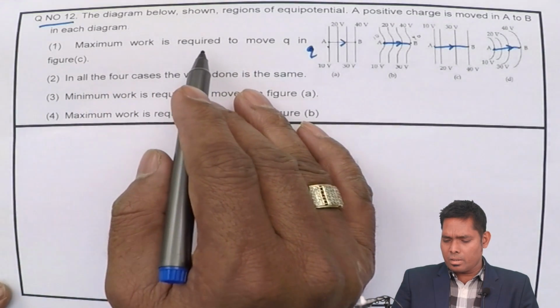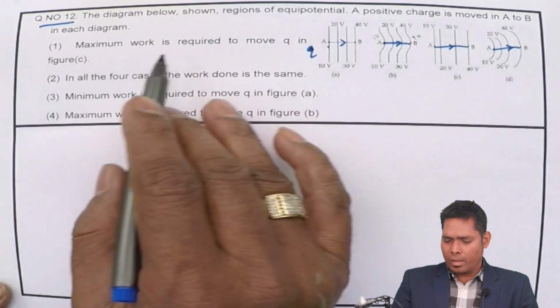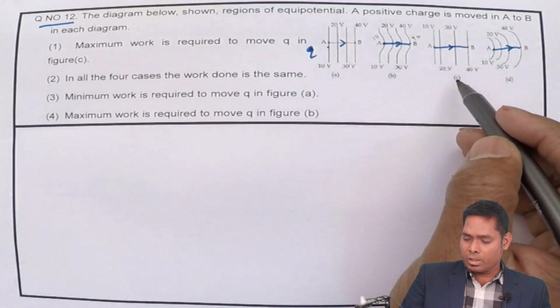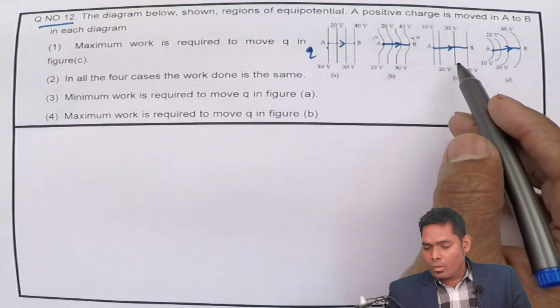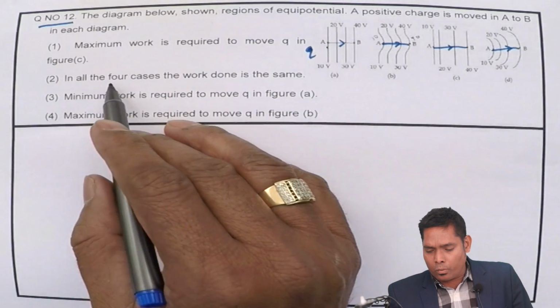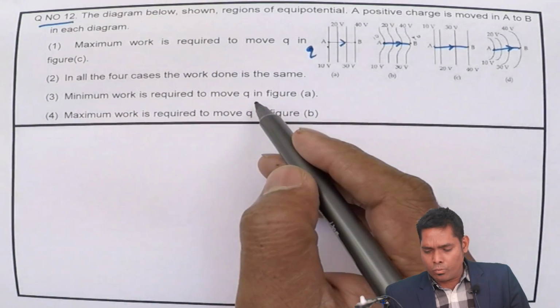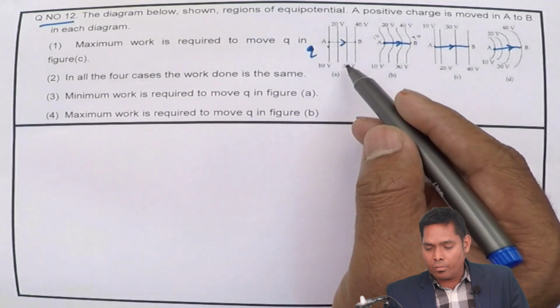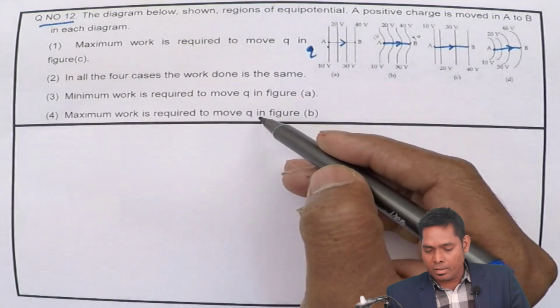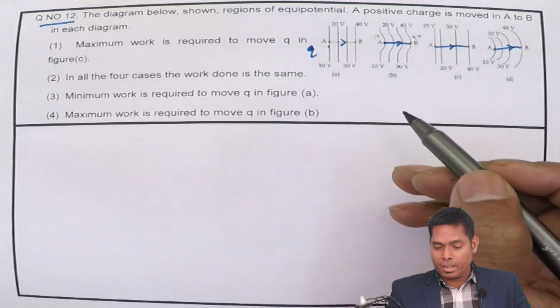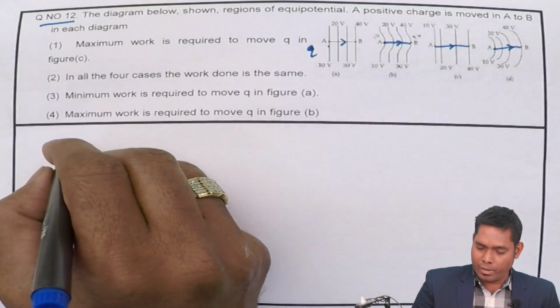Maximum work is required to move Q in figure C. Whether the maximum work is required to be done here. In all the four cases, the work done is same. Minimum work is required to move charge Q in figure 1. Maximum work is done to move charge Q in B. So basically, the question is about finding the work done.